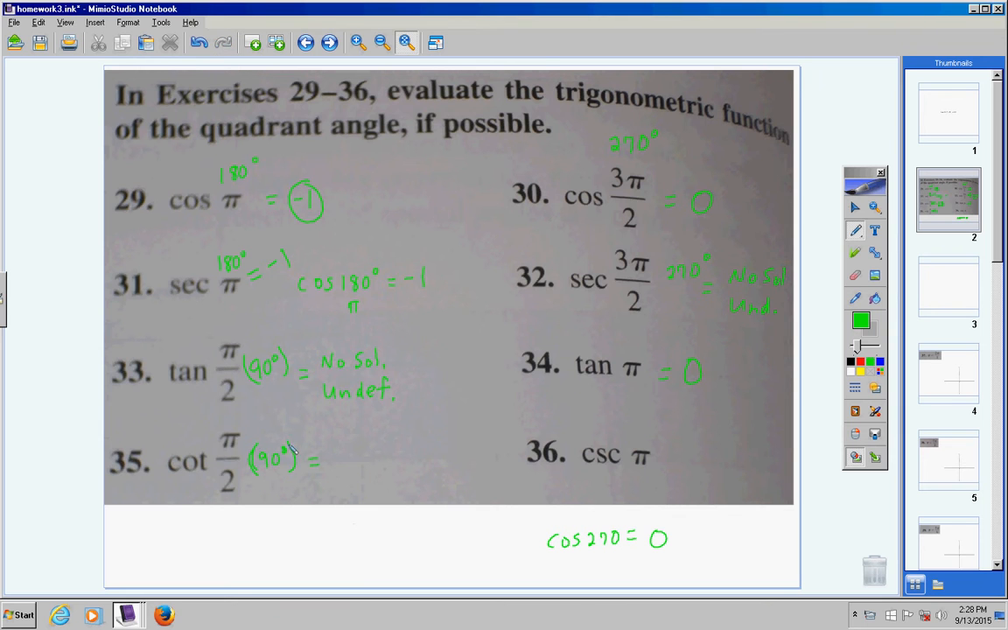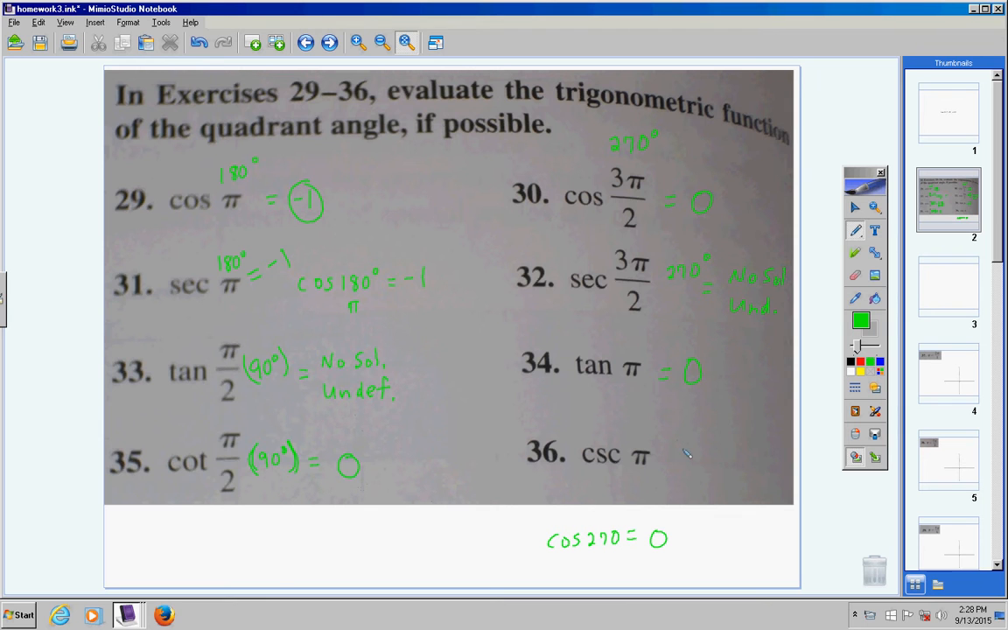Okay, here we go. So let's go back to this. Cotangent of 90. Cotangent's not in my calculator, so I'm going to use tangent. So the tangent of 90 is no solution or undefined. So the inverse of no solution, or the inverse of undefined, when dealing with trig functions is 0. Remember, we talked about that. 0 and undefined are inverses of each other.